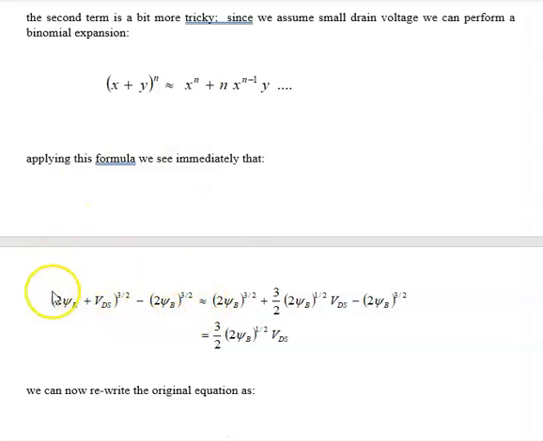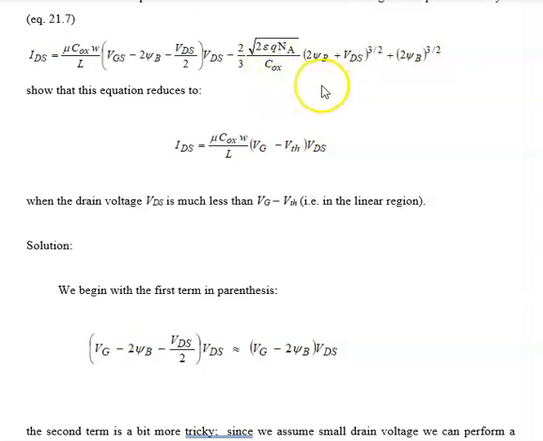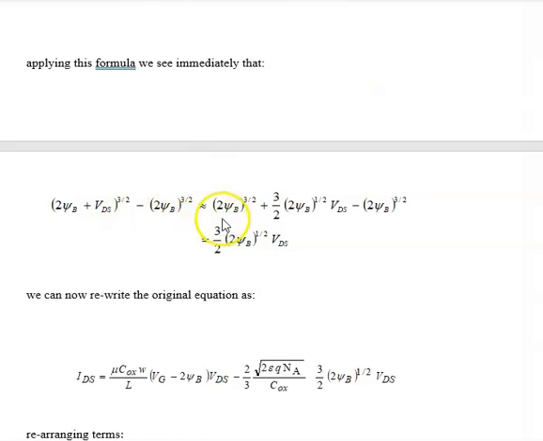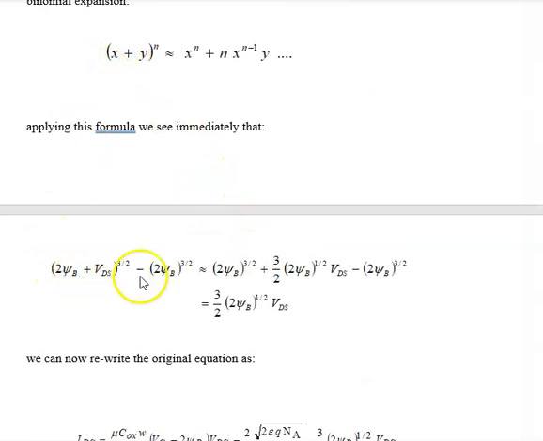So we take this term right here, and we expand this guy in a binomial expansion. So x is the 2phi-B, and y is the VDS. So it is 2phi-B to the 3/2 plus n, which is 3/2, times x, which is 2phi-B, to the n minus 1. 3/2 minus 1 is 1/2 multiplied by y, and then we just tack on the minus 2phi-B. These guys cancel out, and we just get the middle term.